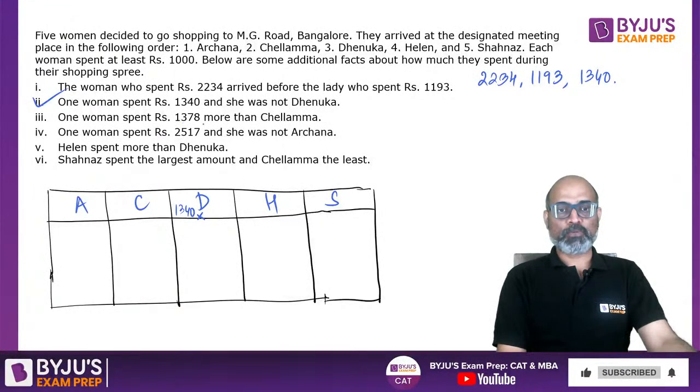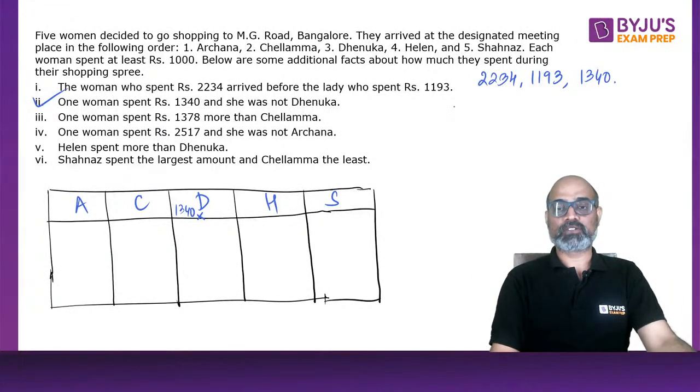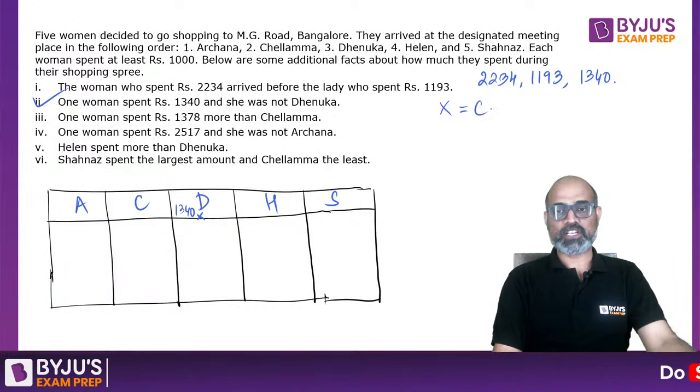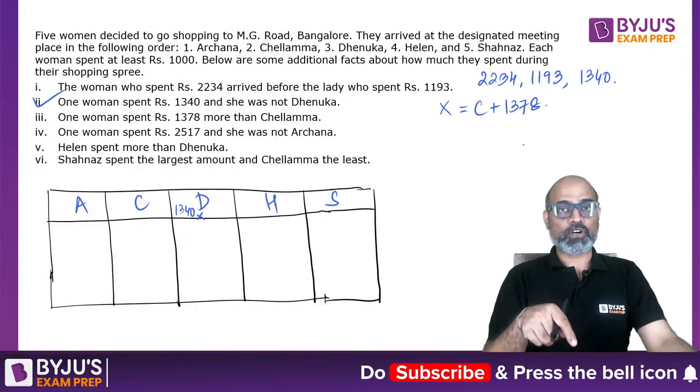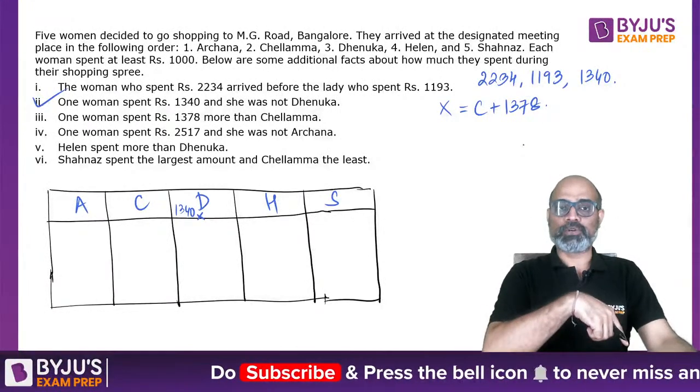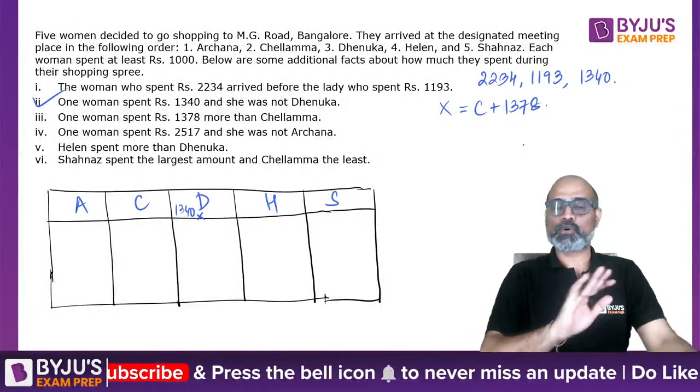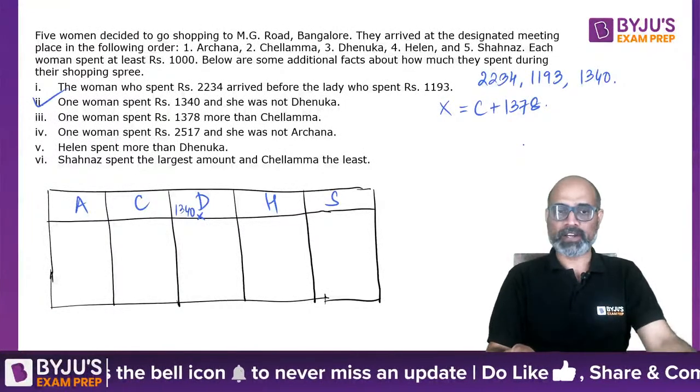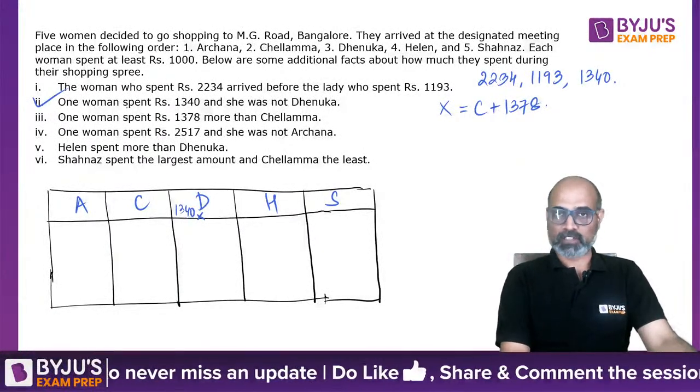One woman spent rupees 1378 more than Chelema. So there is somebody who spent Chelema plus 1378. So 1378 is not the amount, it's 1378 more. So who is that person? No idea. What is the amount with Chelema? No idea. So not going to take third one.